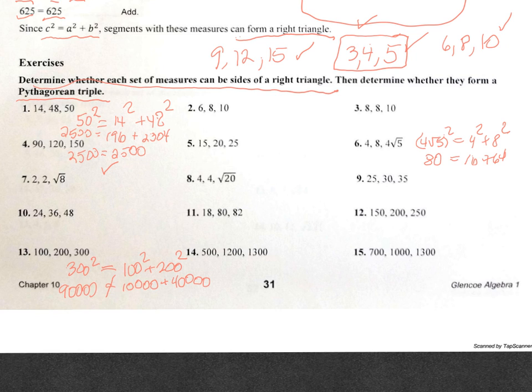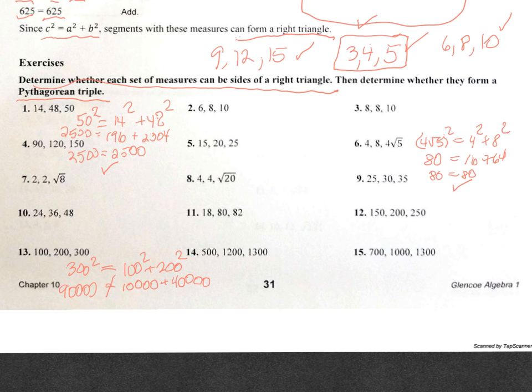Okay, and then I check it. Is 80 equal to 16 plus 64? Now when I add 16 and 64, I do in fact get an 80. So this is going to be a Pythagorean triple. It will be. Okay, and again, keep trying. Like number 8, square root of 20, we need to know, is that bigger than 4? So you put that in your calculator and you go ahead and try that.